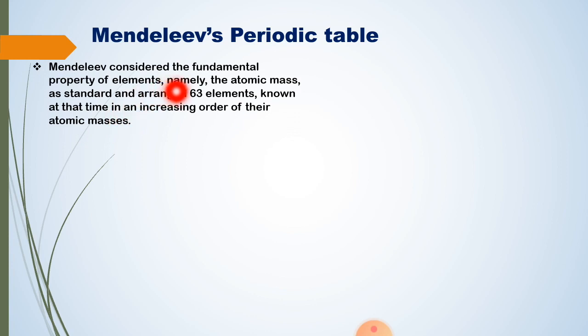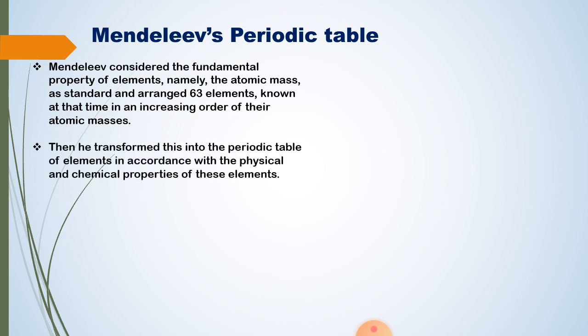Mendeleev considered the fundamental property of elements, that is atomic mass, as a standard and arranged the 63 elements known at that time in increasing order of their atomic masses. Then he transformed this into the periodic table of elements in accordance with the physical and chemical properties of these elements. So he took some physical and chemical properties of elements, and with the help of that he placed the elements in the periodic table.